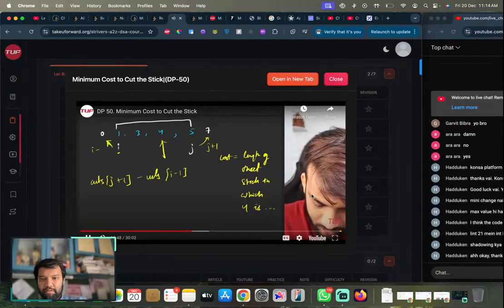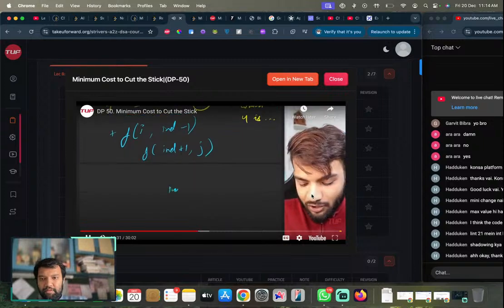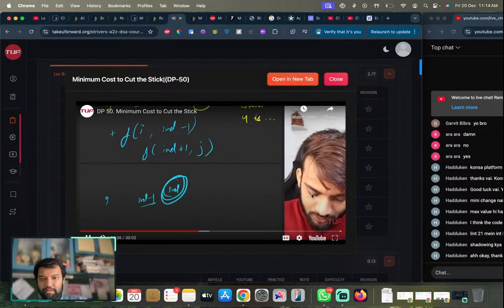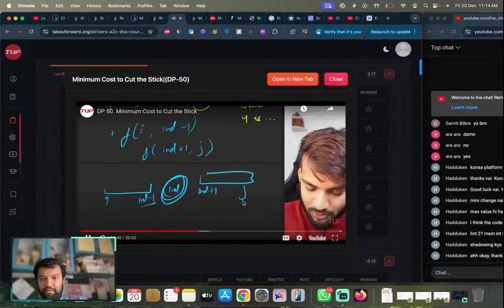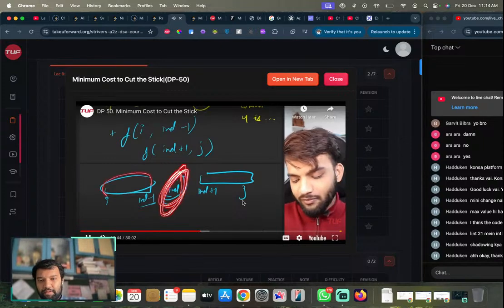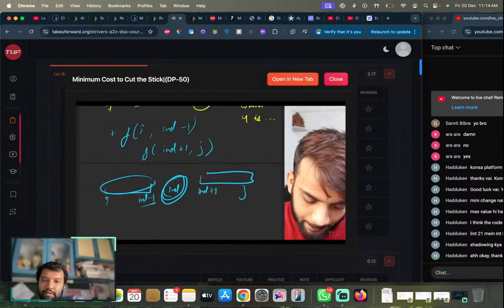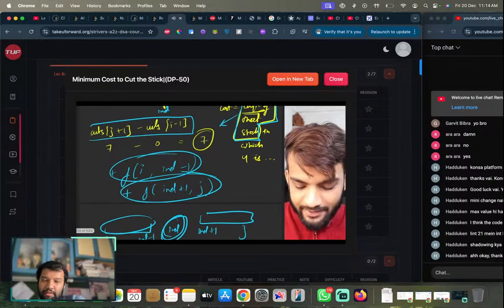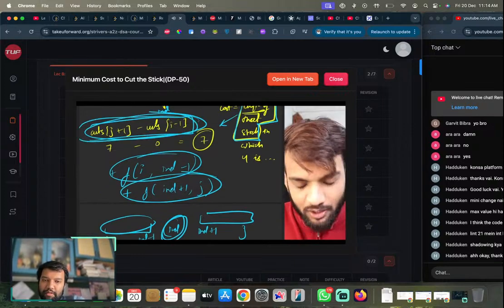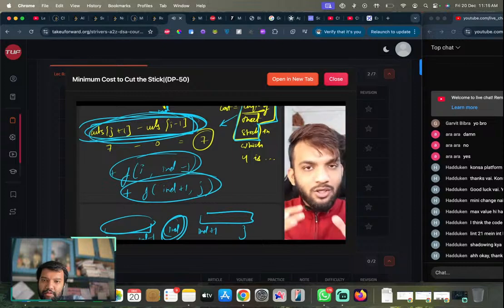Because I did a partition on index, I solved it from i to index minus 1, this small partition, and index plus 1 to j, this partition. So I just took a cut, and I'll be solving these couple of subproblems. Since they are sorted, they're independent, so I can solve them independently and add up the answer with the current answer. Now you might ask, how is this working? I'll show you after I write the code how exactly this works. You'll get a clear idea.